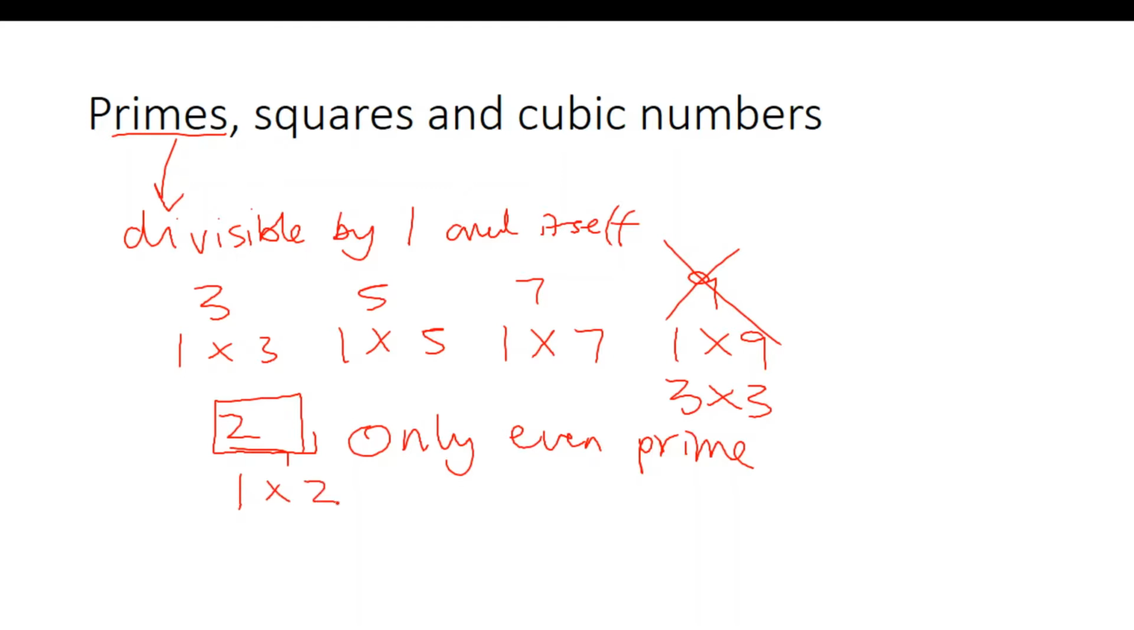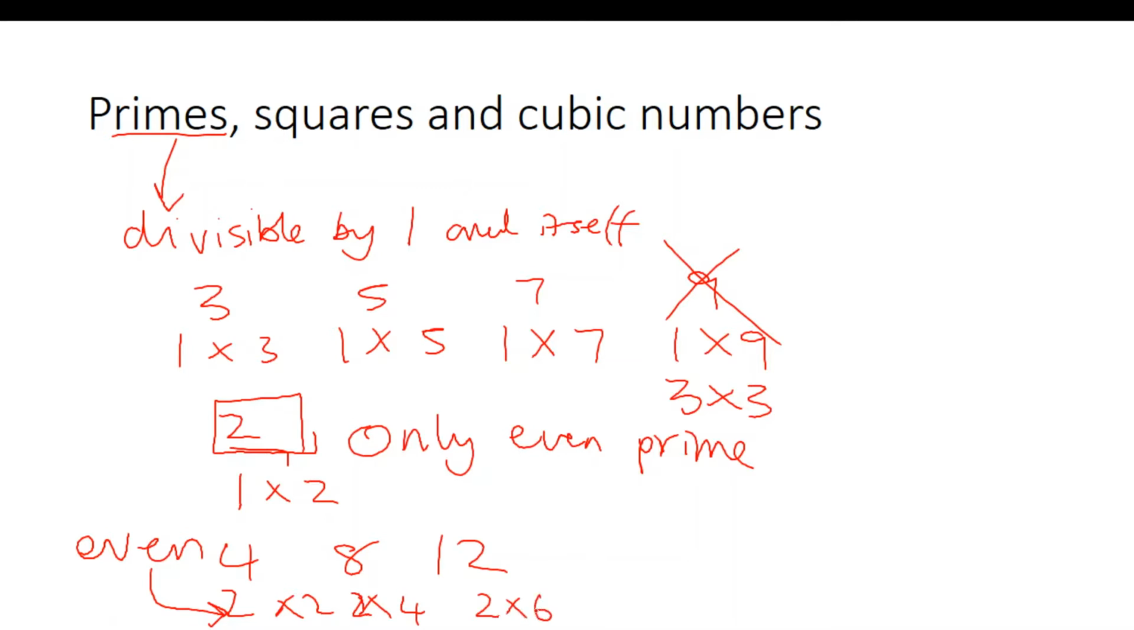But any other even number, so I could choose 4 or 8 or 12, all of those definitely divide by 2. Because in order to be an even, how do you define an even number? Well, an even number divides by 2. So 2 times 2 for that one, 2 times 4 for that one, and 2 times 6 for that one. So they all come in the 2 times table. So 2 is the only even prime number.